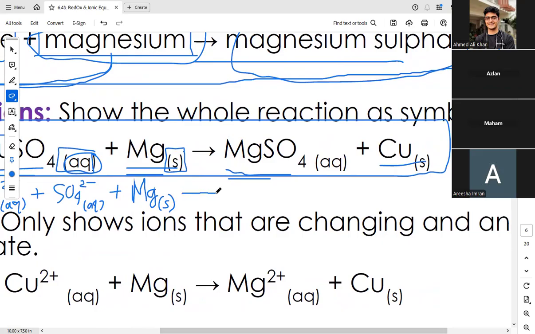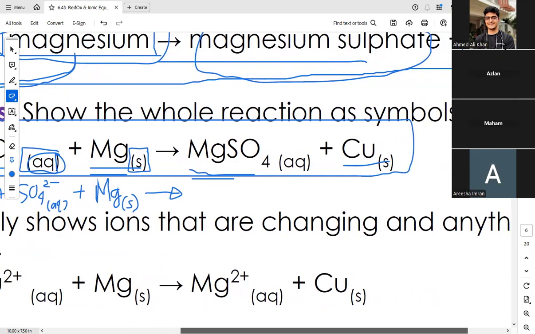Now let's move on to the product side. Here we have magnesium sulfate. Azlan, please break them down into ions, quickly. Mg2 plus. Anything missing? Brackets, solid. Yes, this is very important. And then SO4 2 minus and in brackets aqueous.